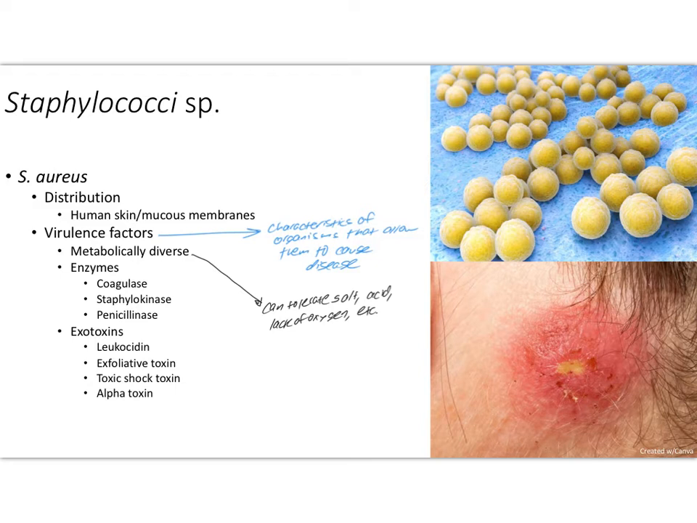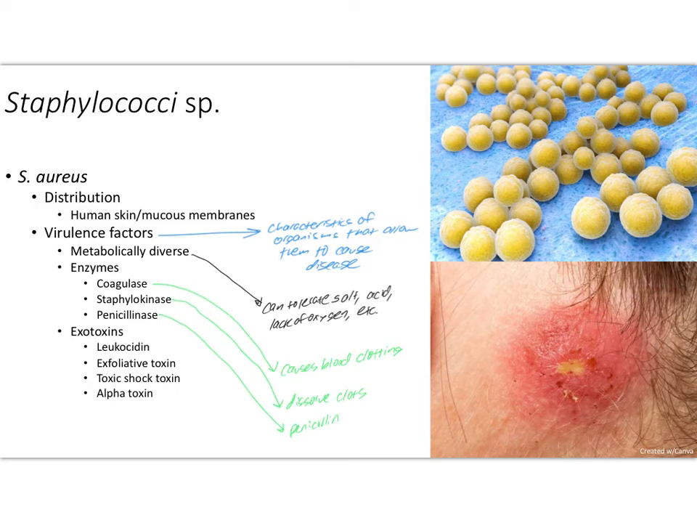It also has a lot of different enzymes and exotoxins. In terms of enzymes that it produces, coagulase, which causes blood to clot. It can also produce staphylokinase, which actually does the opposite of coagulase and dissolves clots. And it produces something called penicillinase, which allows it to break down penicillin.